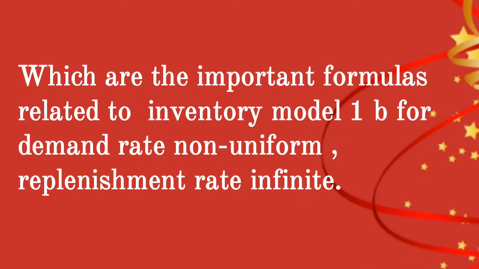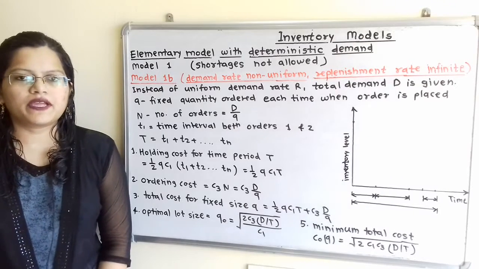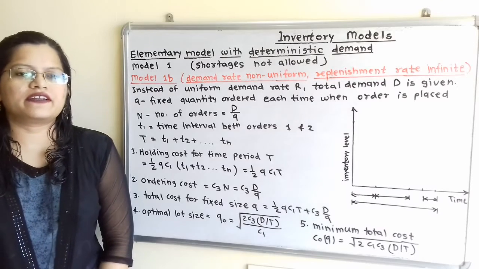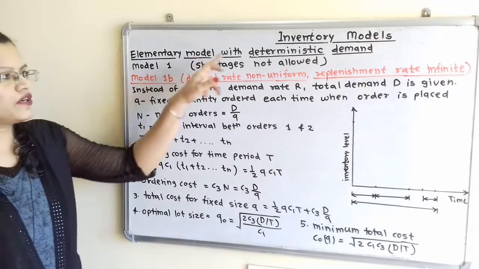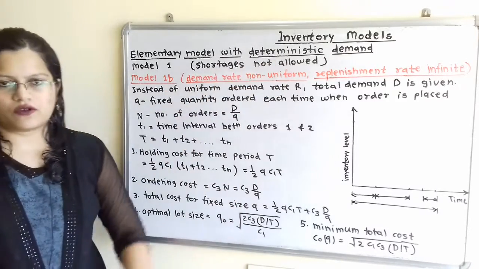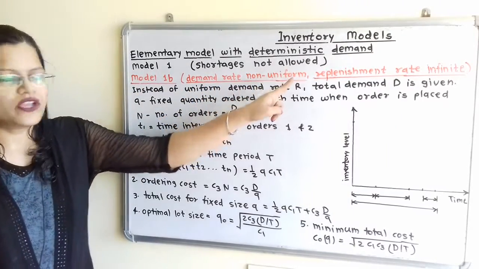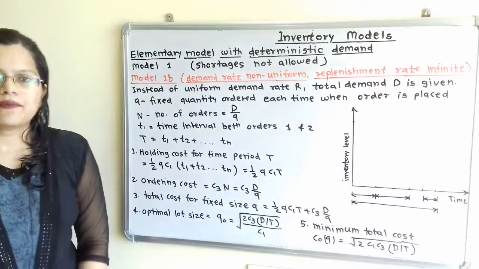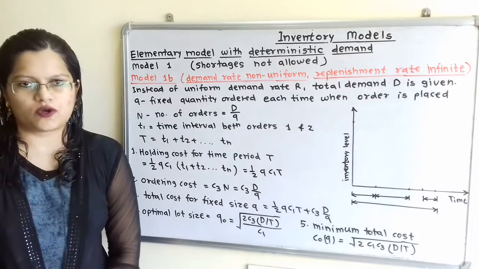Here are the important formulae related to inventory model 1B, for non-uniform demand rate and infinite replenishment rate. Let us understand some important formulae related to inventory model 1B. Inventory model 1 is under the category of elementary models with deterministic, that is constant, demand, and shortages are not allowed. For inventory model 1B, demand rate is non-uniform and replenishment rate is infinite, because there is instantaneous replenishment, and replenishment means filling in stock.